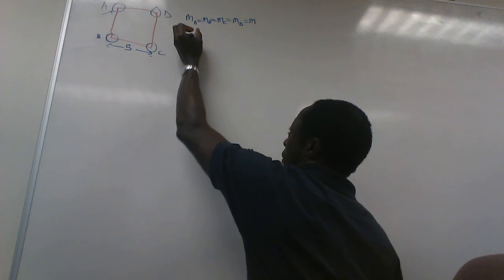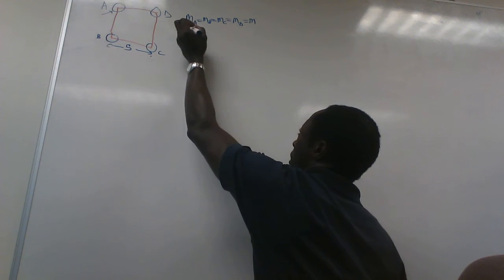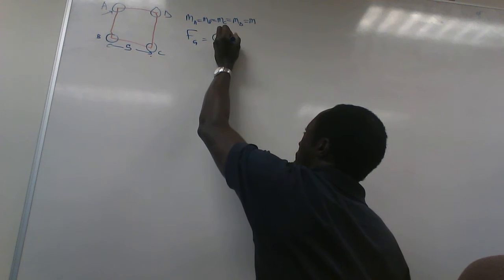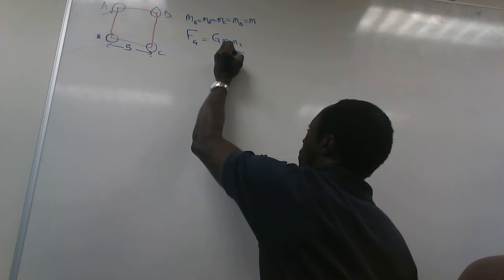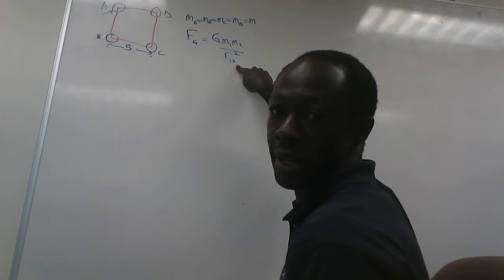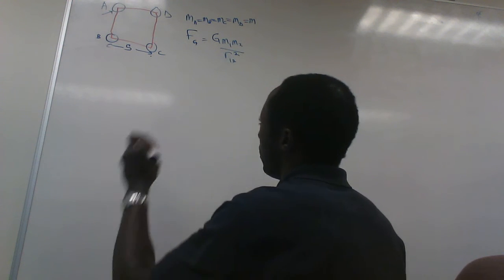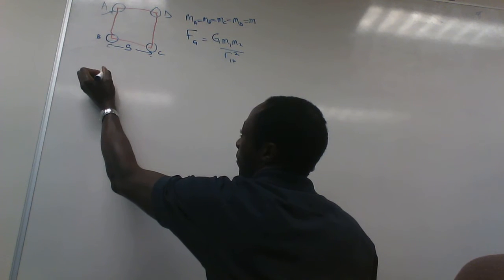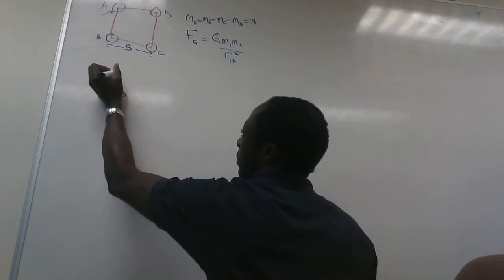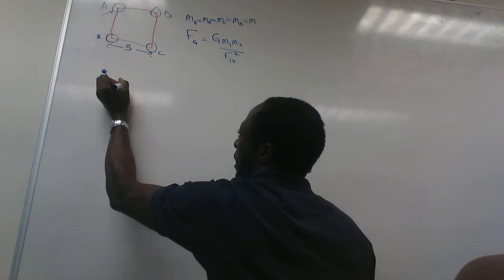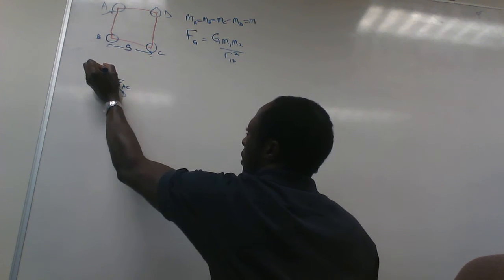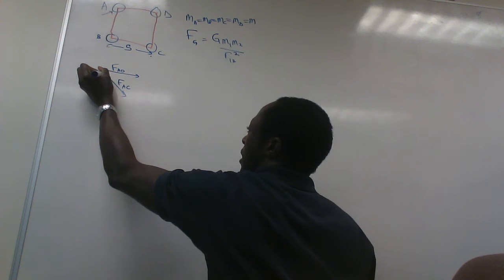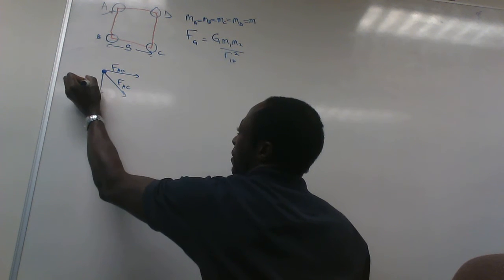We know the amplitude of the gravitational force is given by G times M1 M2 over R12 squared, where R12 is the distance between the two objects. So we'll start off by drawing a free body diagram. We have one force acting along the diagonal, which we call FAC, a force acting between A and D, which we call FAD, and a force acting downwards towards B, which we call FAB.